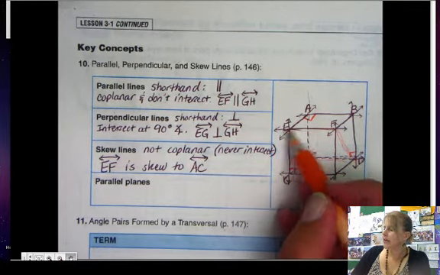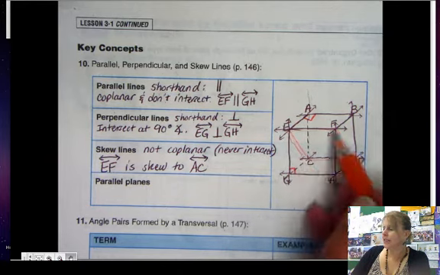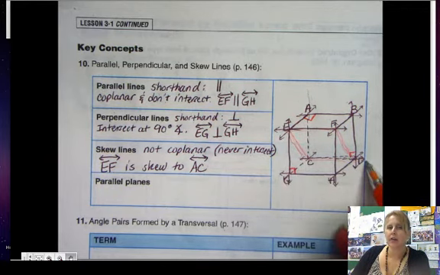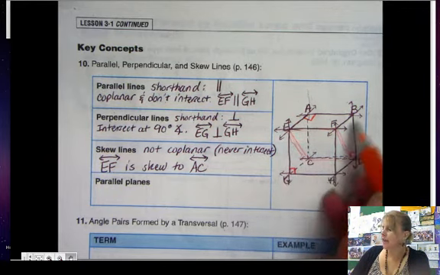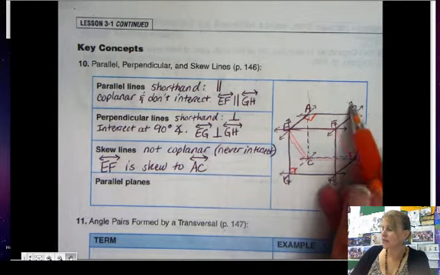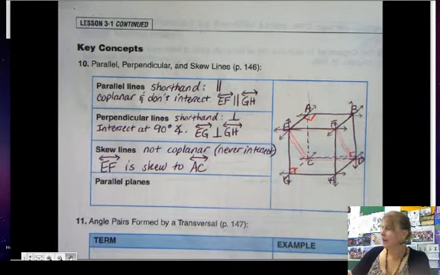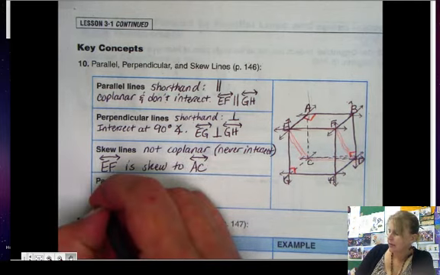They also both go left and right, so that's another indication that they're not skew. EF and BC, because this one goes left and right and this goes up and down, are skew. Okay, parallel planes are planes that don't intersect.